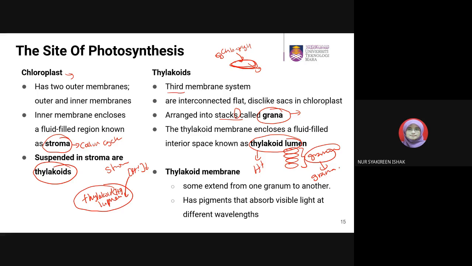Okay, so macam mana nak menggerakkan hydrogen ion daripada stroma ke dalam lumen, kan? Sebab dia daripada low ke high concentration, it is active transport. Okay, active transport. So basically it uses energy that is released from electrons. Okay, energy released from electrons. So nanti kita tengoklah macam mana proses tu berlaku. And then thylakoid membrane, some extend from one granum to another, so has pigment that absorb light energy at different wavelengths.